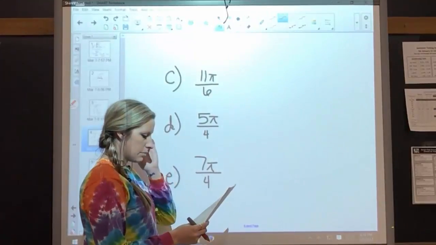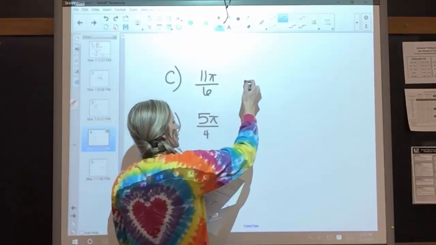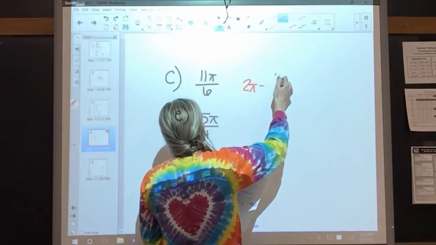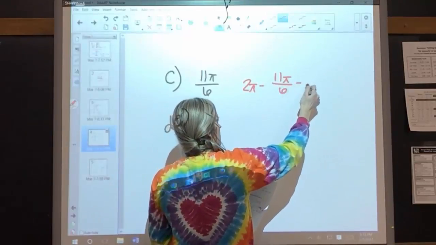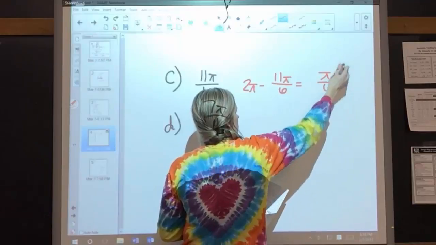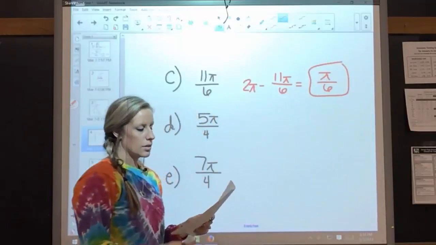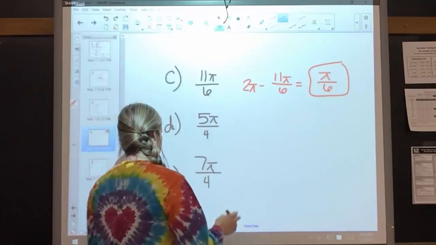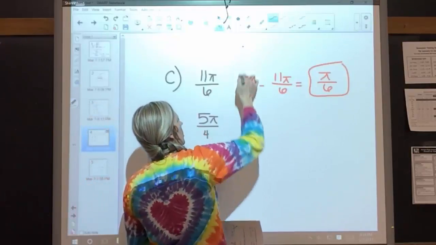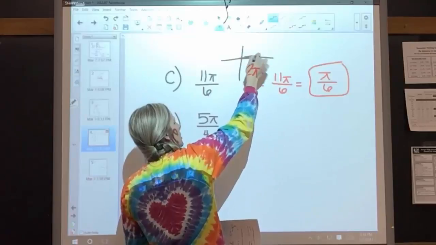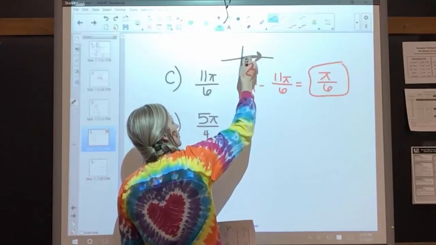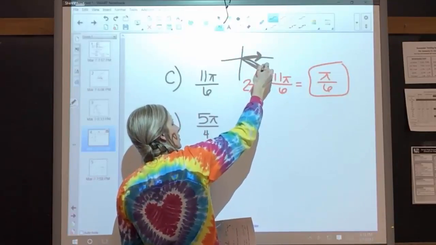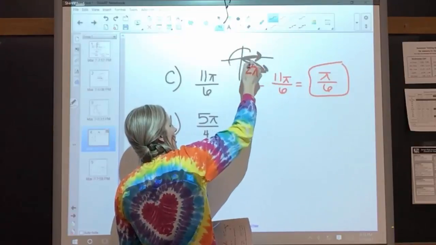Okay, so on part C, you should have gotten 2 pi minus 11 pi over 6, which gives you pi over 6. Okay, part D, oh, and we need to draw an angle, I'm sorry. So this angle would be in the 4th quadrant. Something like that.